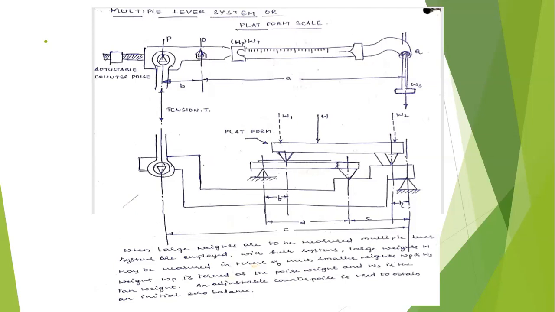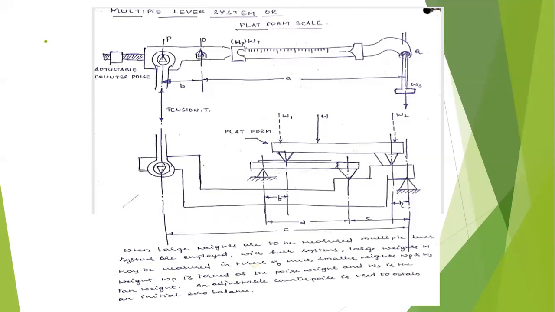Once again, the principle of operation of multiple lever system or platform scale. All of you have seen this type of weighing machine in the wholesale grocery shop, wholesale mandi or wholesale vegetable market. They use the platform scale for measurement of large masses, maybe more than 50 kg, or more than 100 kgs, or more than 500 kgs. So this is the platform scale used for measurement of large weights. So this is also a force measurement.